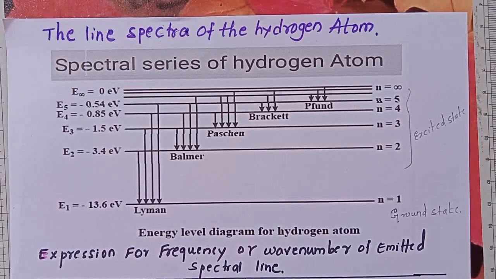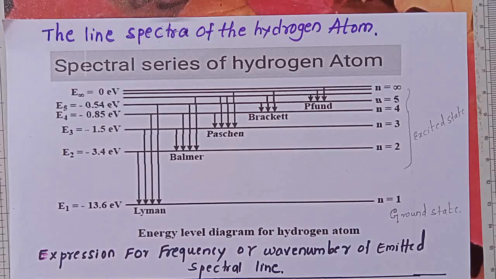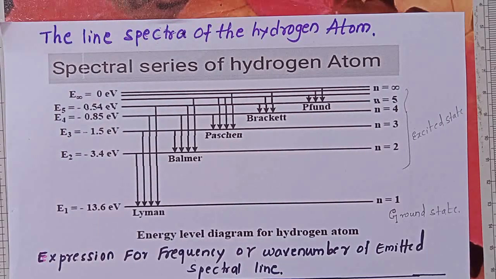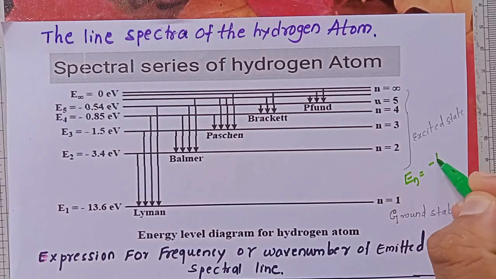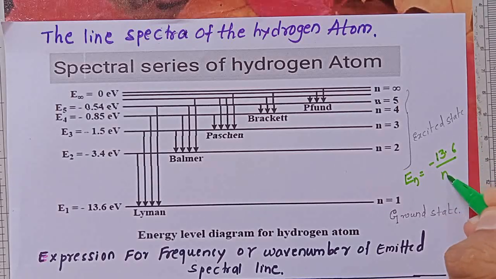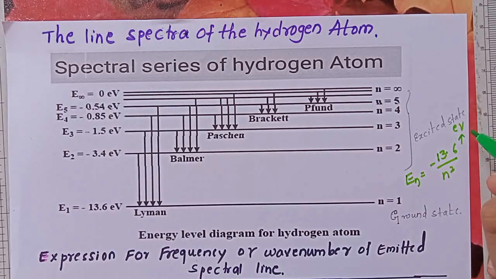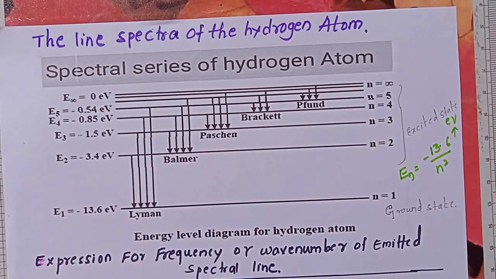Now in the figure I have shown here the energy level diagram. Based on this energy level diagram, you all know that the energy of the electron in the nth stationary orbit for a hydrogen atom is given by En is equal to minus 13.6 divided by n square. This is in terms of electron volt, where n is the principal quantum number, right?